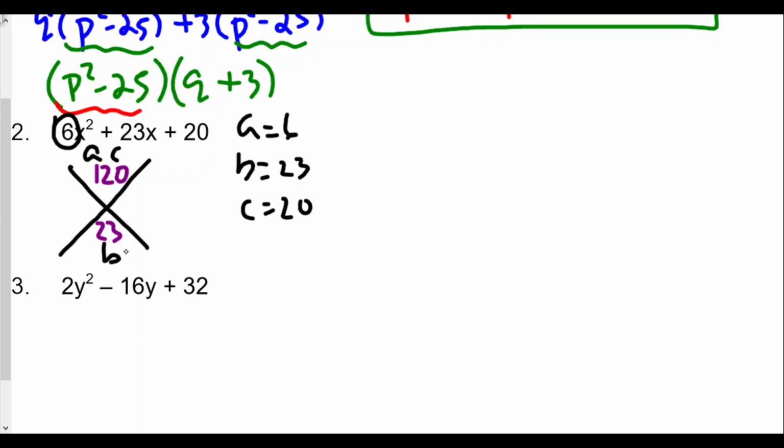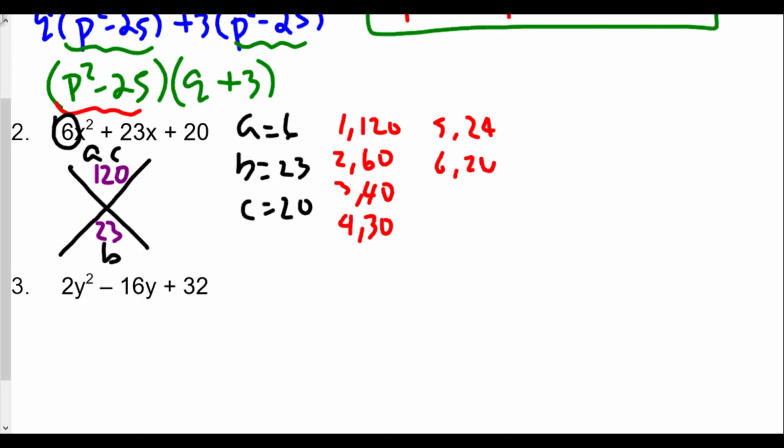What we want to do is find the two numbers that multiply to 120 and add to 23. That's going to help us figure out how to factor. So let's make a list. And ladies and gentlemen, this is the work you want to show: making a list of numbers that multiply to 120 and add to 23. First off, the numbers that multiply to 120: that's 1 and 120, 2 and 60, 3 and 40, 4 and 30. We're going to have 5 and 24.